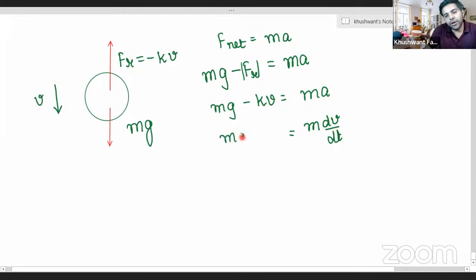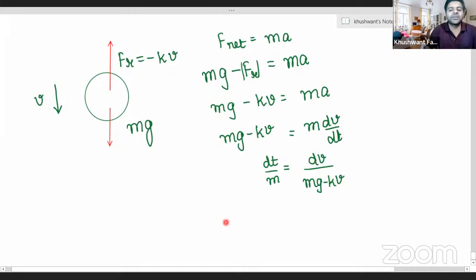In order to find out velocity, what is the step that I need to do here? Should I bring the velocity terms towards one side or should I separate them? Makesh: Sir, bring velocity on one side. Okay. So dv upon mg minus kv, right? Makesh, have a look. Now, can we integrate on both sides in order to calculate velocity? Yes, sir.